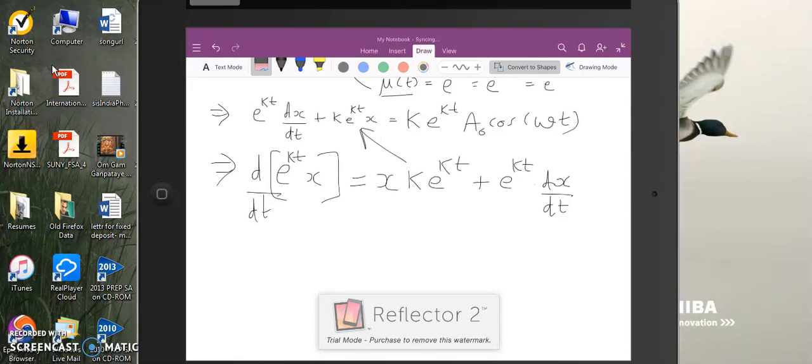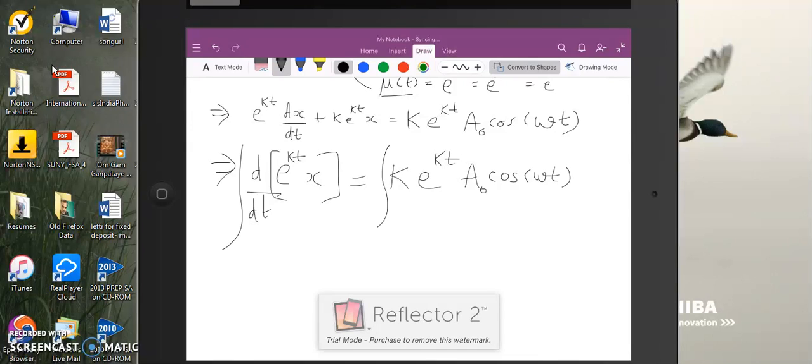We can remove this and go on with the rest of our problem, knowing that we did not make a mistake over there. Cool. So this equals k e to the kt a naught cosine of omega t. So we integrated on both sides with respect to dt.